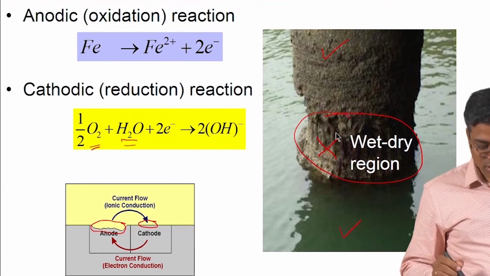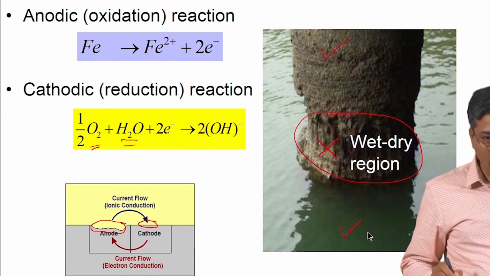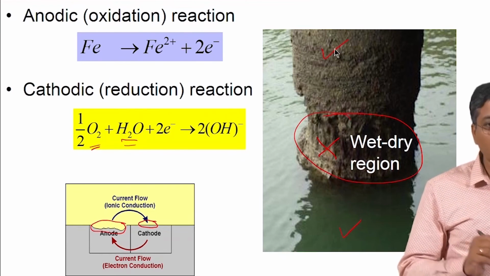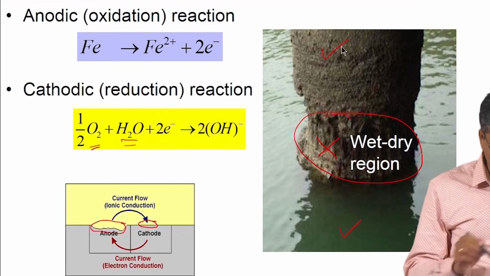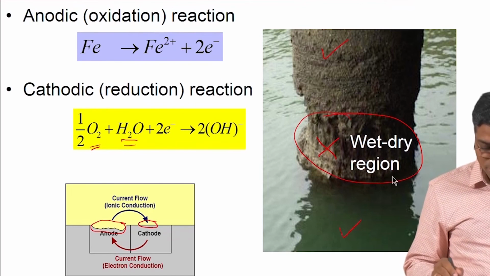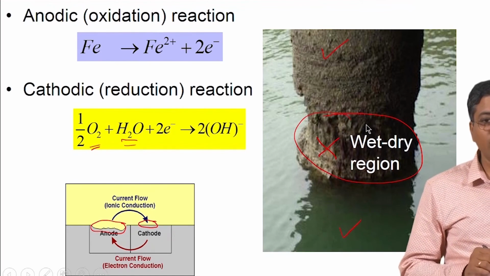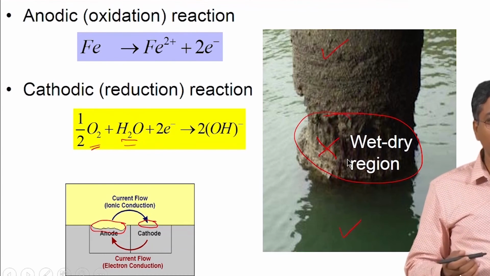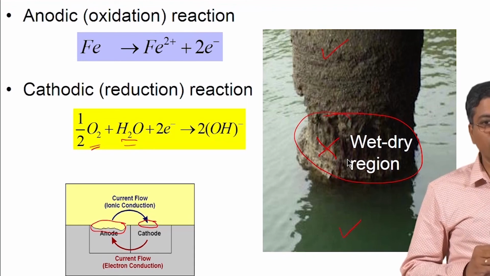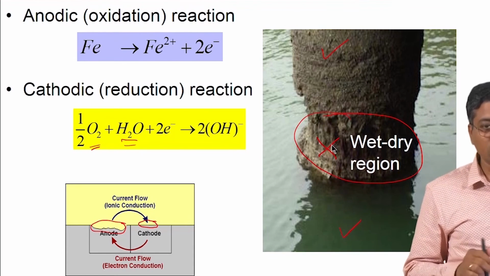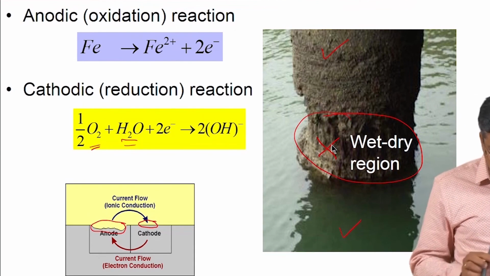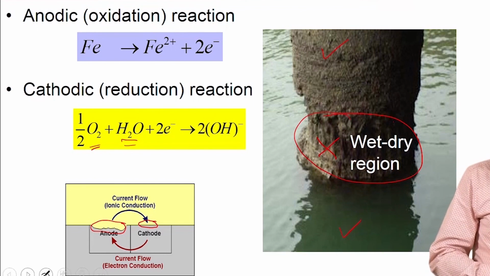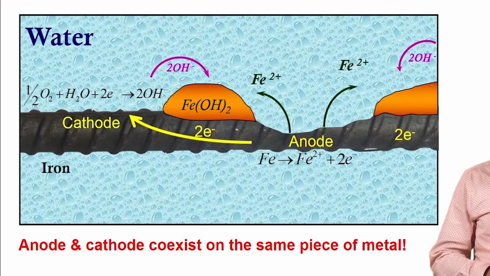This is mainly because when you go deep you do not have enough oxygen, and when you go above the water body you do not have enough moisture, but here you have both oxygen and moisture available in sufficient quantity. Also, this wetting and drying accelerates the movement of chloride towards the inside of the concrete pier. So, in combination, we have more corrosion at the place where it comes out of the concrete.